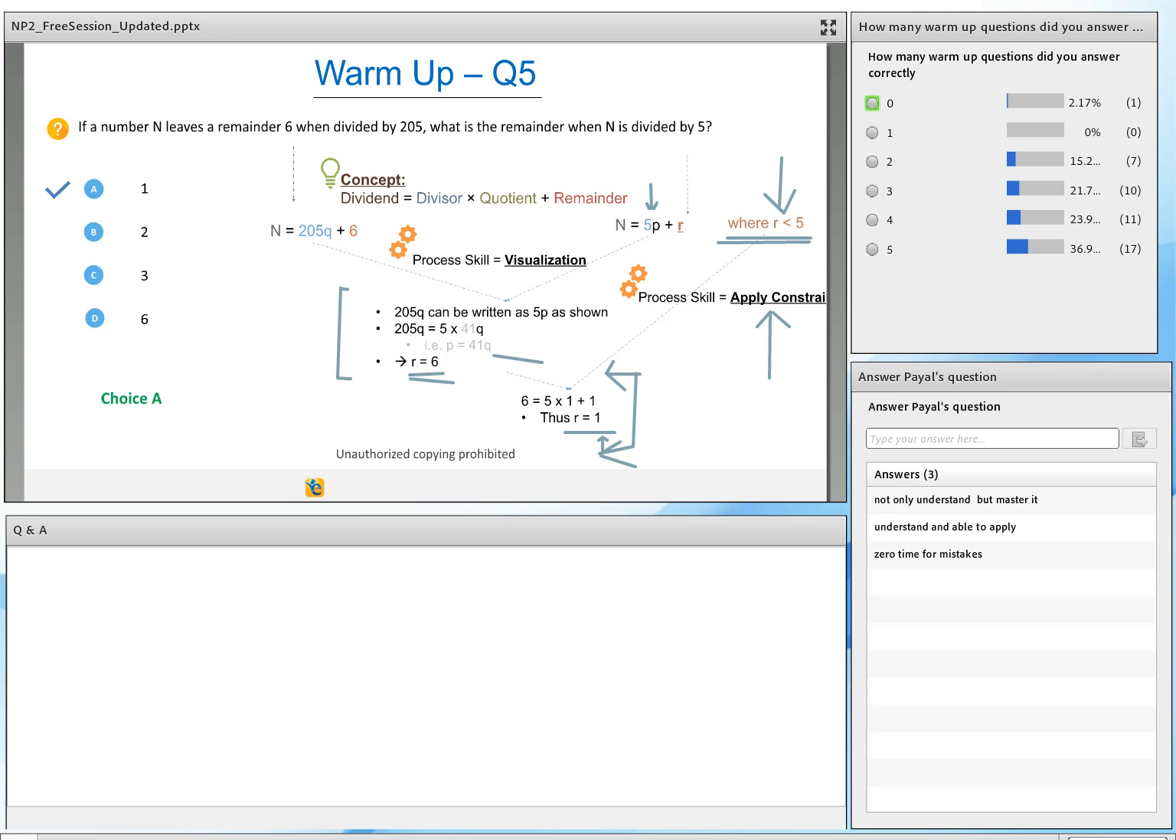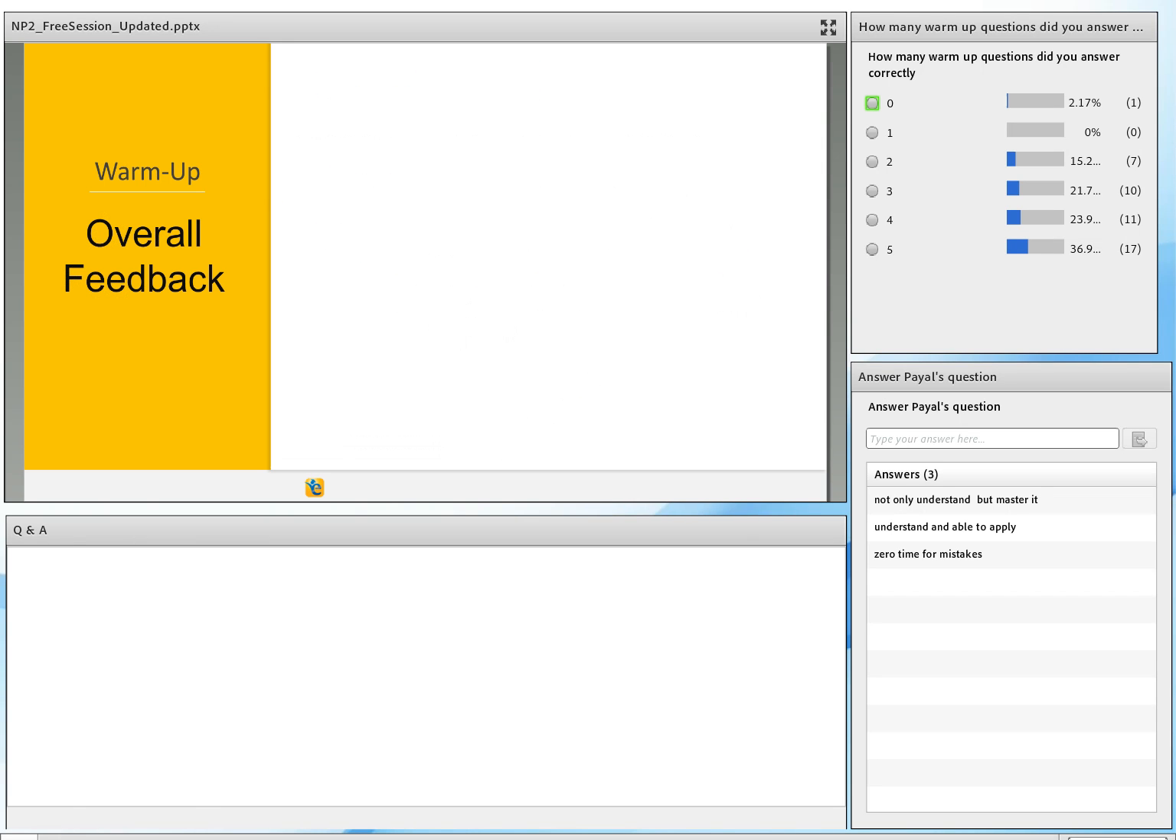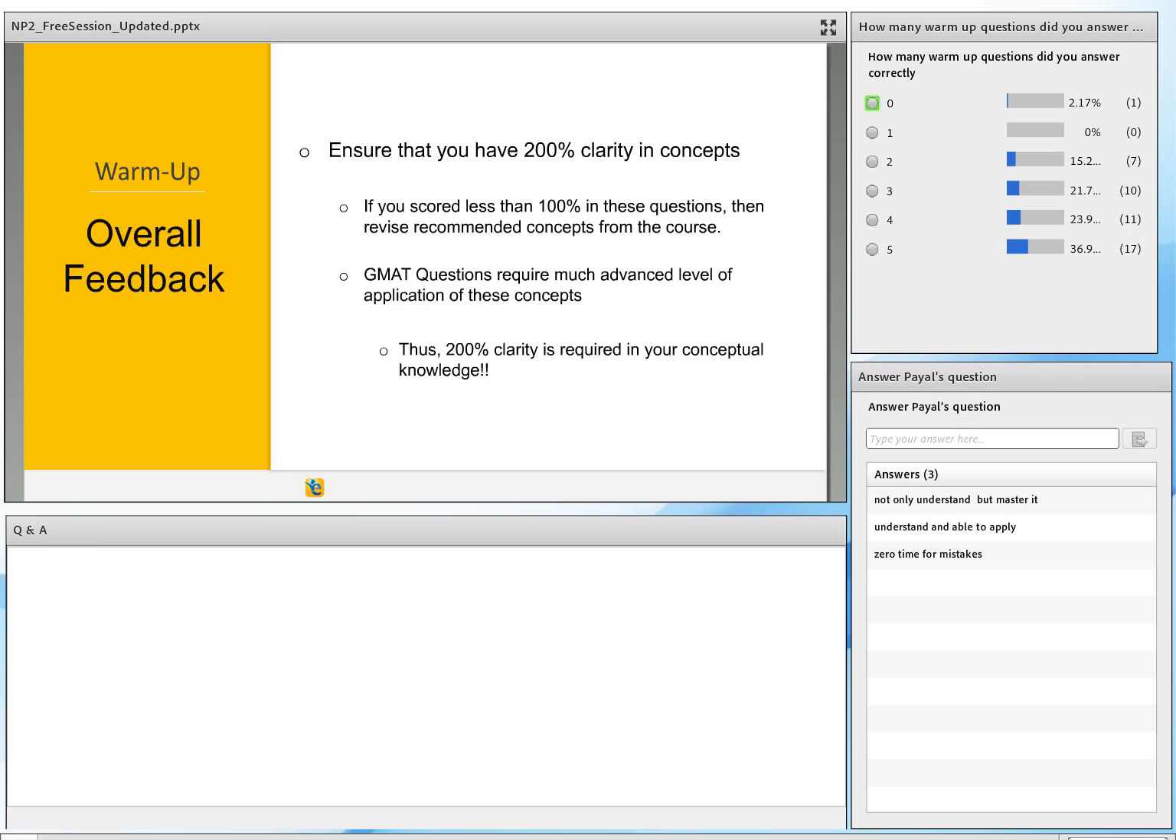Over here in this part, I'm actually applying that concept, which means that I have that 200% clarity in this concept. I know there is something that I need to do, but as soon as I see the number 6 here as a remainder, I know, oh, 6 cannot be my remainder because my remainder has to be less than 5. That is what I mean by 200% clarity. Not just knowing the concept, not just being aware of the concept, but knowing when to recollect that concept and apply it. Okay?